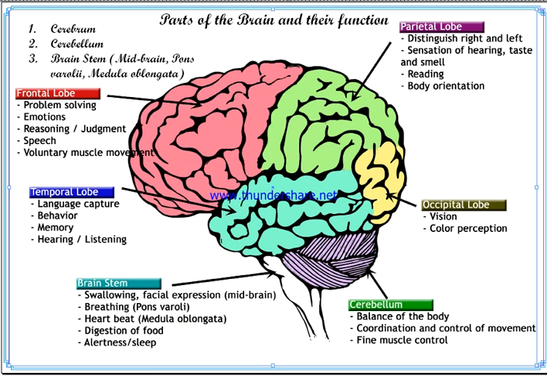This is the medulla oblongata. Digestion of food is also controlled by the brainstem, and your alertness or your sleep is also mediated by the brainstem. It is your brainstem that tells your cerebrum and cerebellum to stay alert or to sleep. If your brainstem does not want you to sleep, then even though you want to sleep, you cannot sleep. Even though you try to sleep, sleep does not come to you.